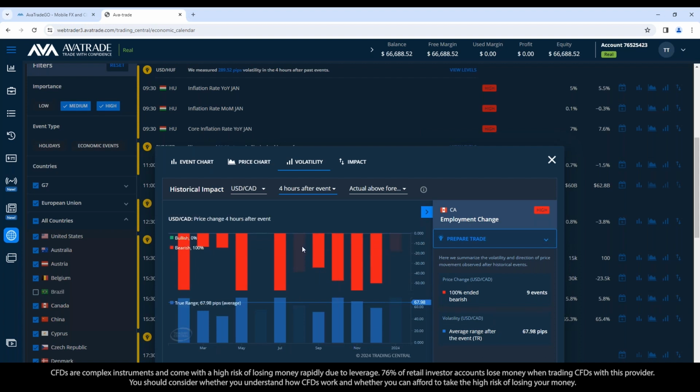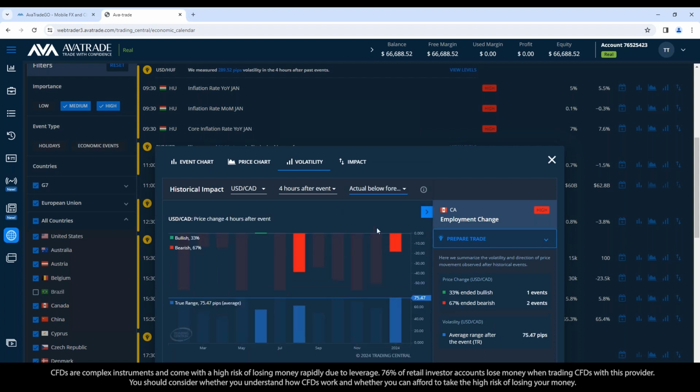But very interesting data here that regardless of how this comes in, above forecast is more consistent, 100%. Below forecast is less consistent, 2 out of 3, but with a larger range movement, 75 pips, as opposed to a 69 pip range movement.